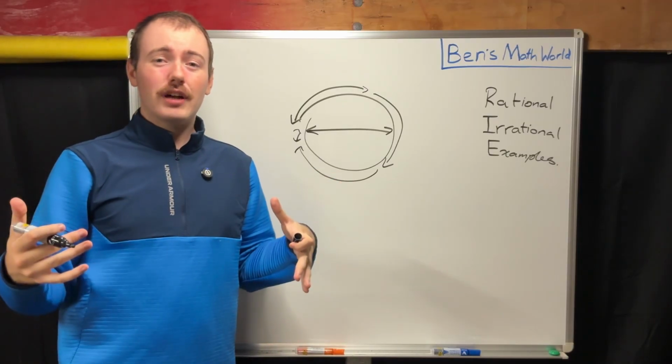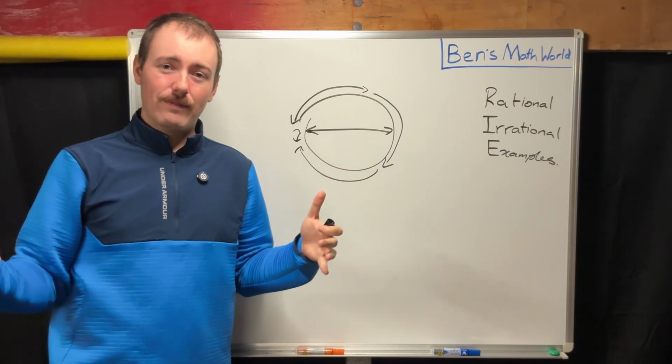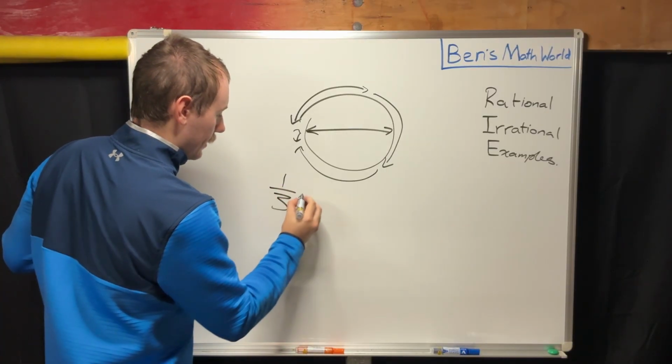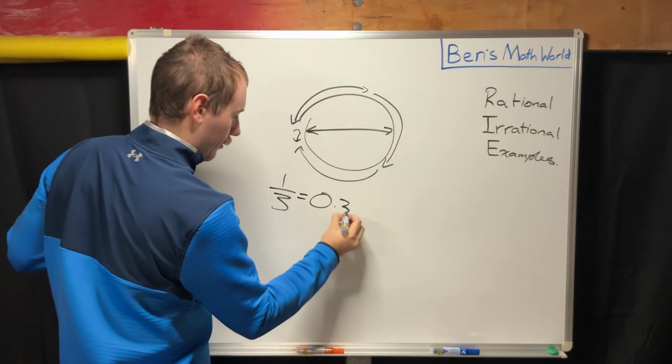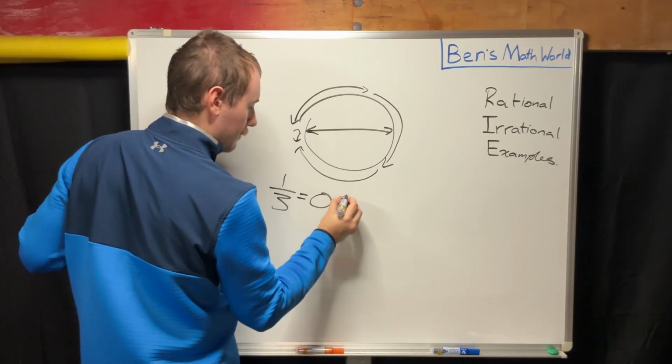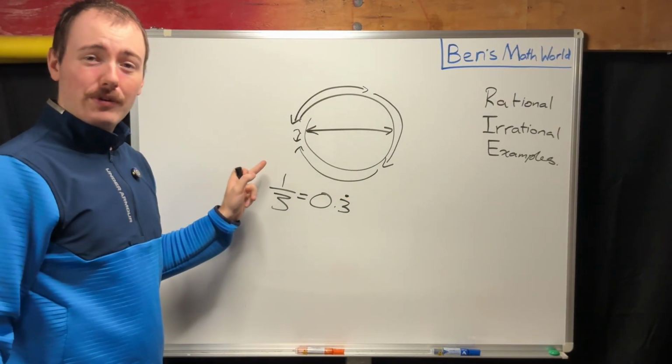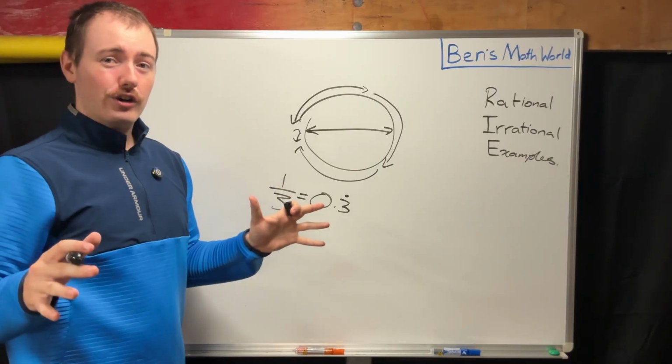Now, a rational number can be represented by an infinite amount of decimals. Say, for example, 1 over 3. That can be equal to 0.3 all the way, but we just put a dot over the top to represent that that's recurring. But because we can represent it as a fraction, it's not an irrational number.